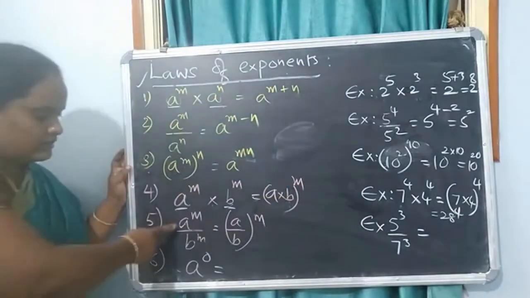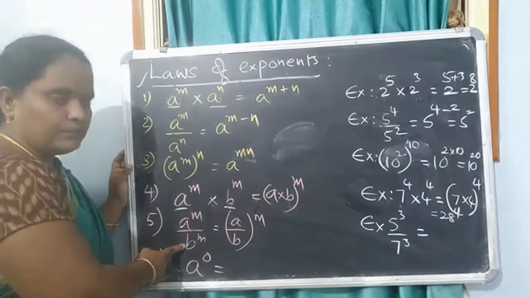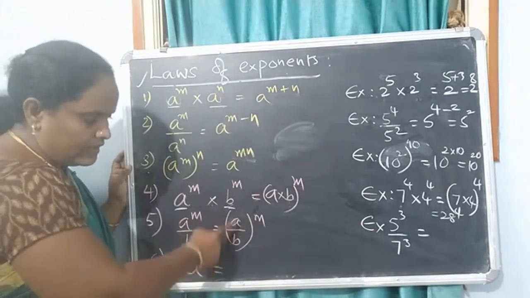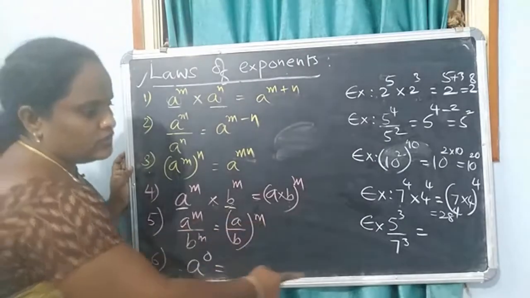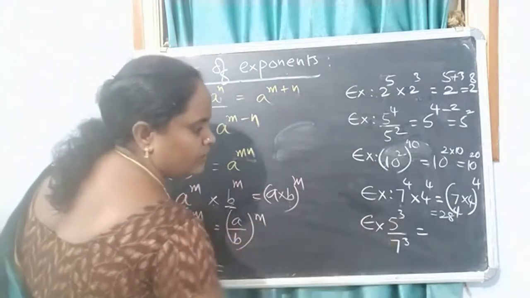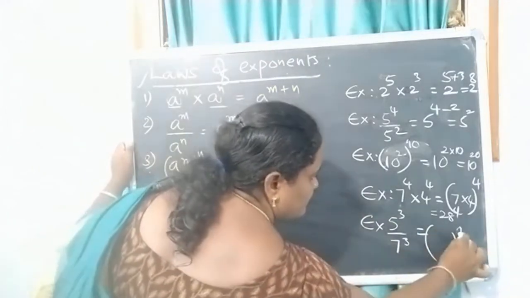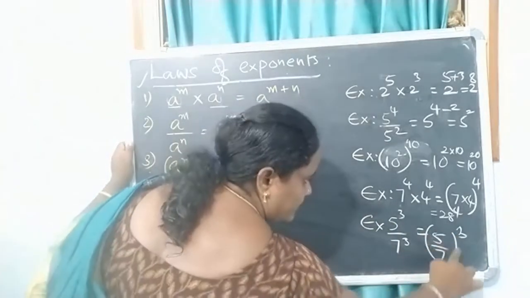Next, the fifth one, a power m by b power m. That is a by b whole power m. So if we have 5 cube by 7 cube, that can be written as 5 by 7 whole cube.